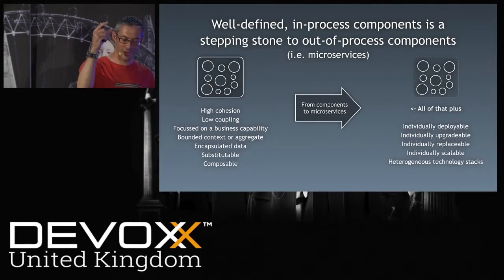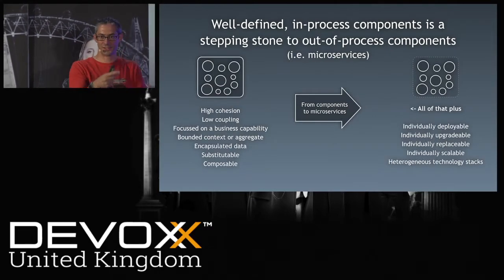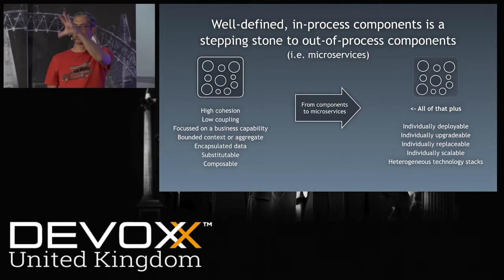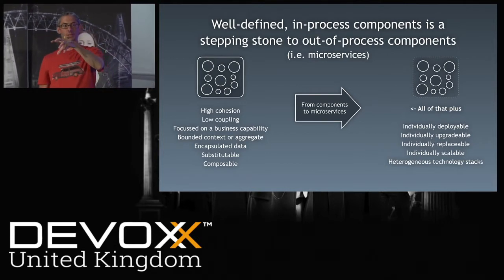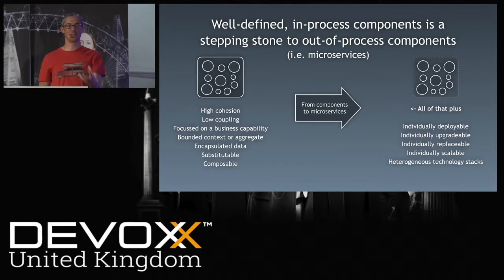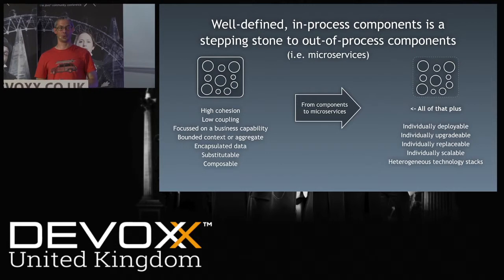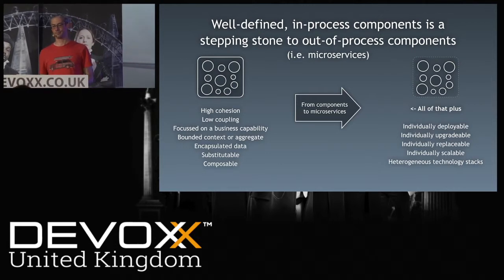For me, having those nice, neat components inside your monolith is a fantastic stepping stone to microservices. You carve up your monolith in nice chunks. You find a use case where you want to take a chunk out and spin it up as a microservice. You do that. You carve it out, you throw it into a microservices container, you're done.